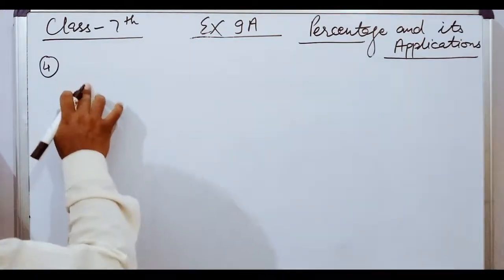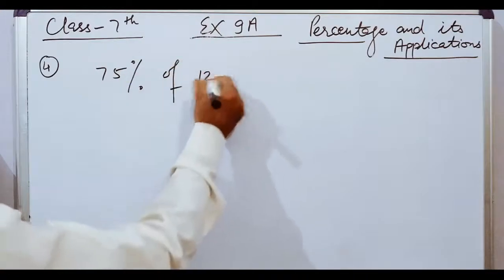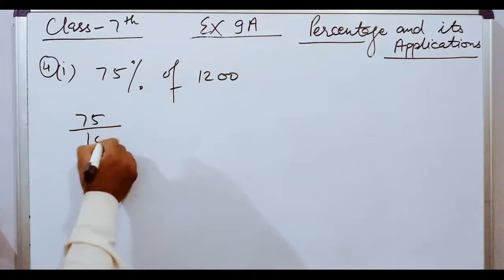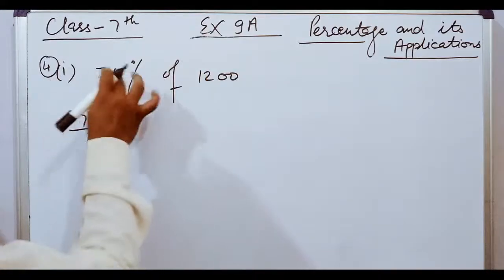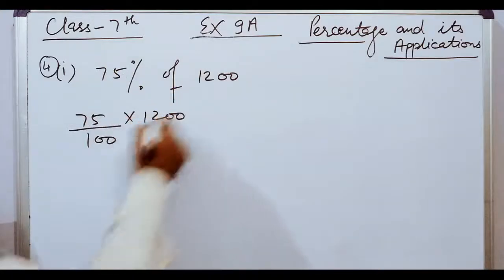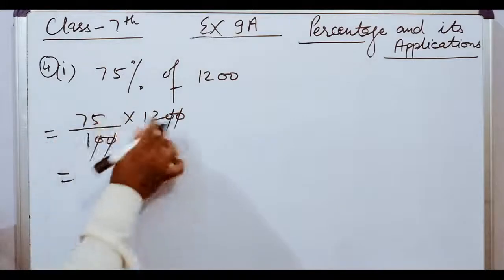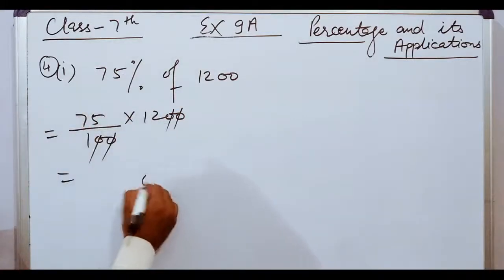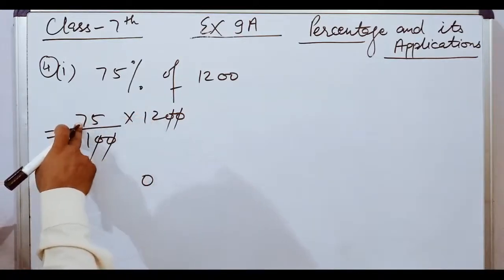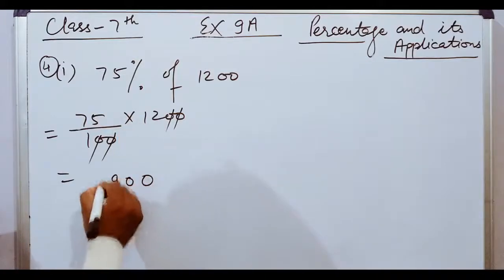Question number 4. Find the value of 75% of 1200. This is the first part. 75 upon 100 into, percentage means upon 100, of means multiply, 1200. 0, 0 cancel. Okay. Now 75 into 12. 12 5s are 60. Carry 6. 12 7s are 84, 90. Okay.